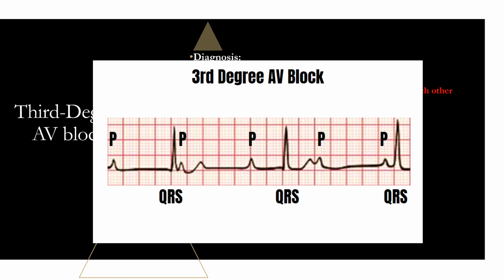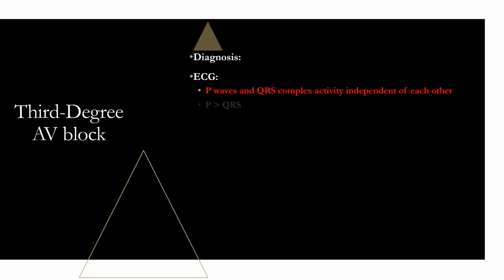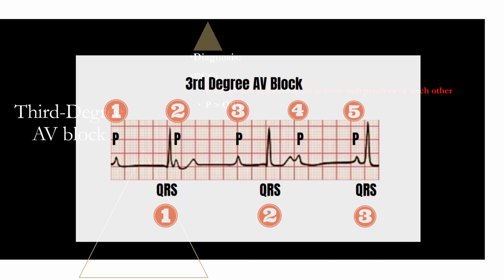Next thing to look out for in an ECG is that the P wave rate is going to be greater than the QRS rate. So on ECG, you'll notice there are more P waves than QRS complexes. So why is that? The atria is going to maintain its regular rhythm and continue to generate electrical impulses at the normal atrial rate, which is generally between 60 to 100 beats per minute.